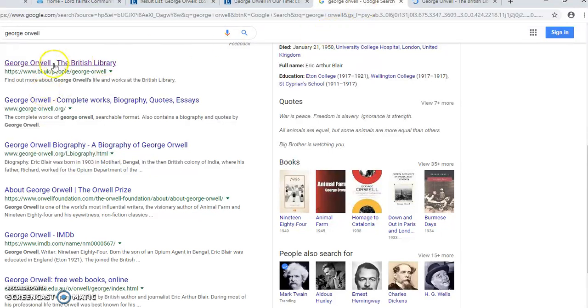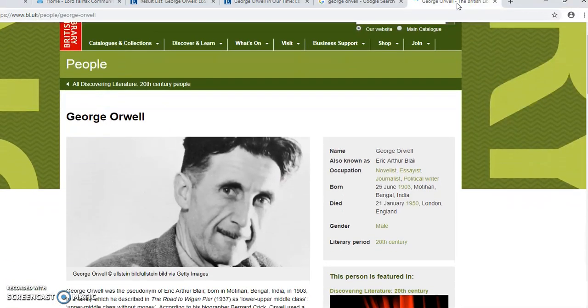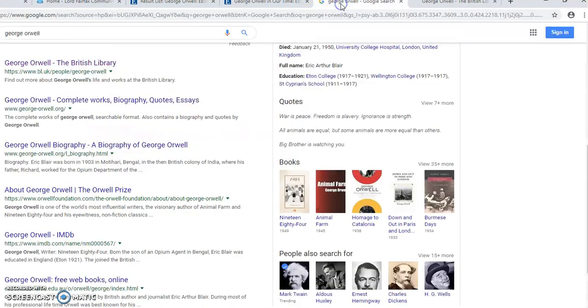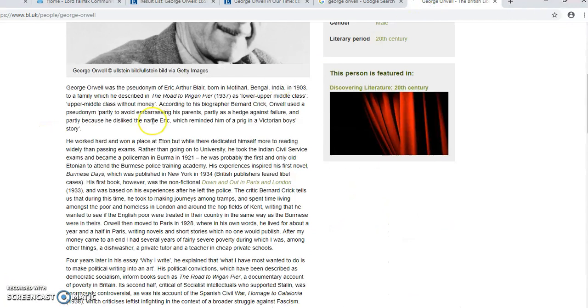I selected this one because he's British. This is information on him from the British Library. Just like if you want to find information on Thomas Jefferson, you might want to look up the Monticello page, the official Thomas Jefferson website. It might be a little biased or slanted because it's about them, but it would be a good way to find information.